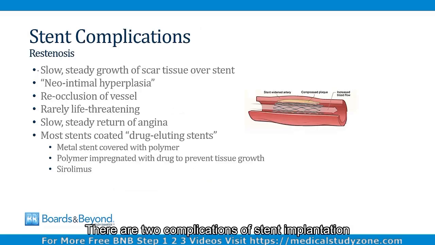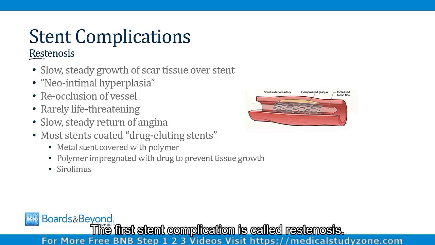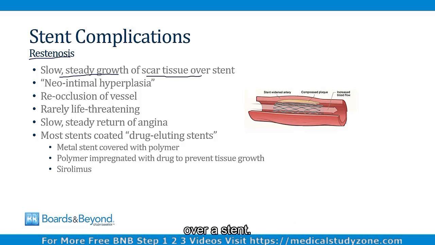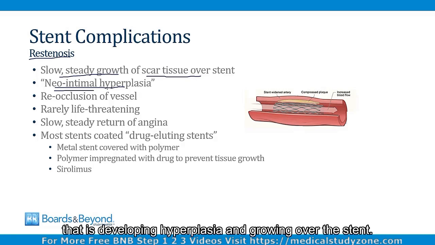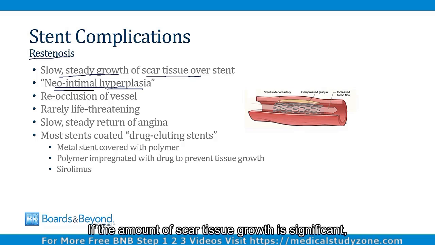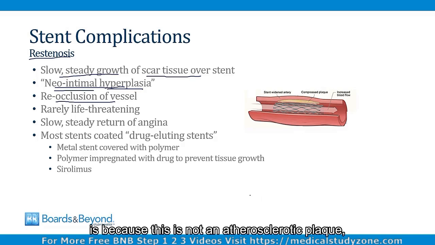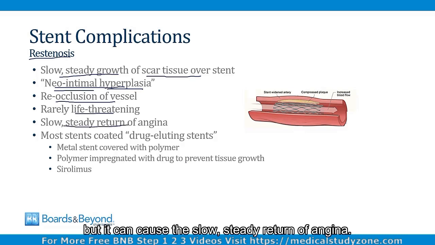There are two complications of stent implantation that you should be aware of because stents are so common in the modern era, and also because these things will come up on your boards. The first stent complication is called restenosis. Restenosis is the slow, steady growth of scar tissue over a stent. This process is referred to as neo-intimal hyperplasia because it is a new intimal layer that is developing hyperplasia and growing over the stent. If the amount of scar tissue growth is significant, it can re-occlude the vessel. This can cause the angina to return. The good news is, because this is not an atherosclerotic plaque, it's made up of scar, it's rarely life-threatening. It usually doesn't rupture and cause a myocardial infarction, but it can cause the slow, steady return of angina.